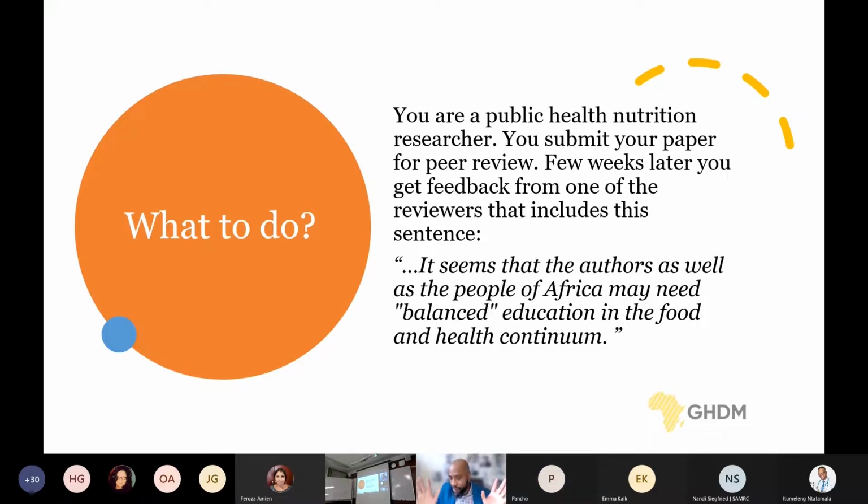The person gave a whole lot of great comments, but concluded all the comments with this sentence, that based on everything we've done in our manuscript, it seems that we need to be educated, and the entire people of Africa need to be educated about the topic that we were writing about. Do you find it an okay comment, or am I overreacting to this comment?